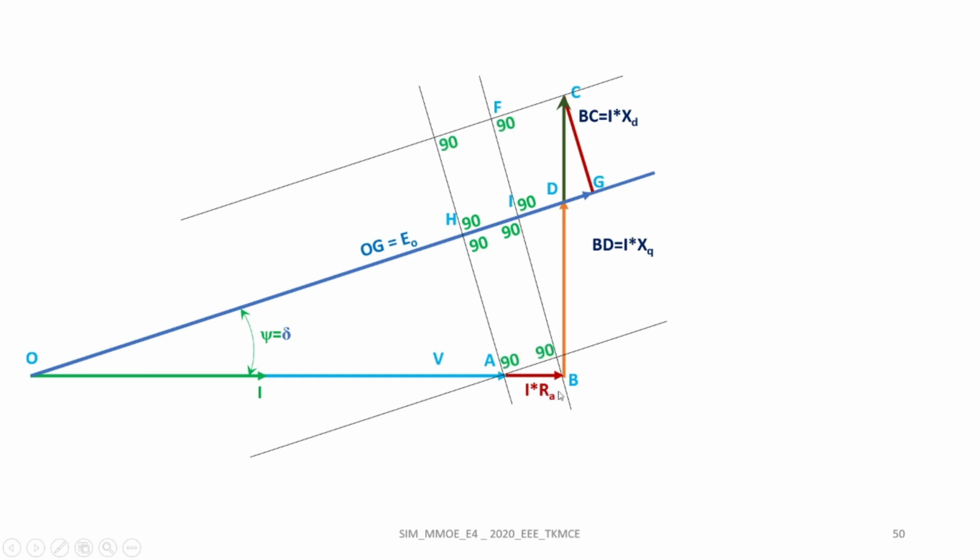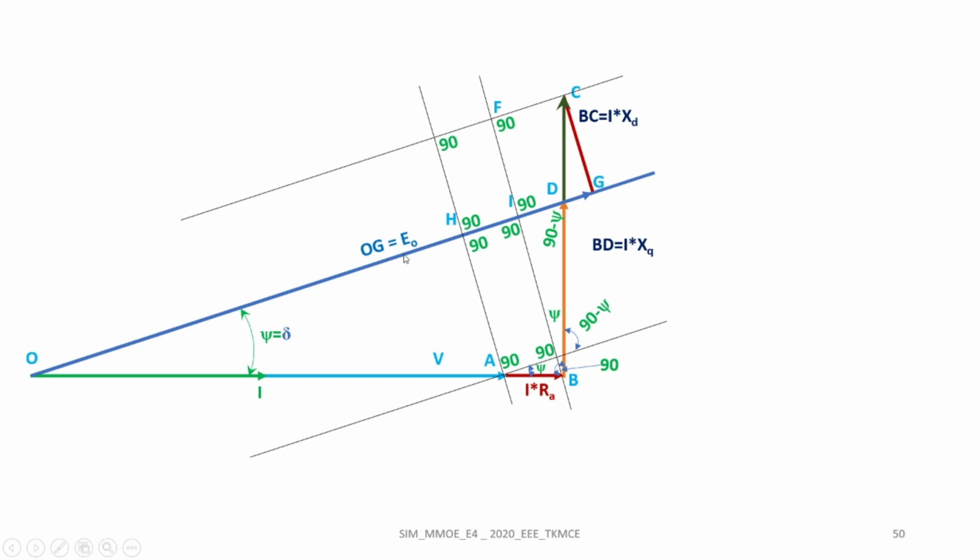As this I into RA phasor is parallel to armature current and this line is parallel to E0, this angle is psi. This angle is already 90 degree. Therefore, this angle is 90 minus psi. Therefore, this angle is also 90 minus psi. This angle is already 90 degree. Therefore, this angle is psi. And this angle is also 90 minus psi. Therefore, this angle is psi.